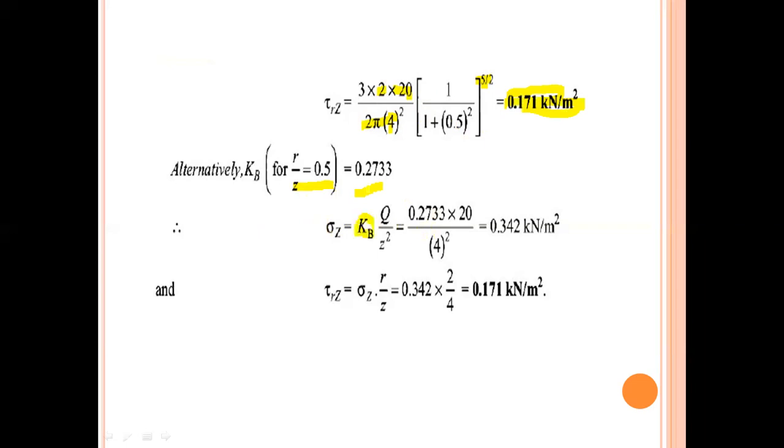So KB value is 0.2733 substituted, and Q value is 20 divided by z square, means 4 square, that equals 0.342 kilonewton per meter square. And tau rz: tau rz equals sigma z into r by z, sigma z value is 0.342 into r value 2, z value 4. Then multiply, 0.171 kilonewton per meter square.